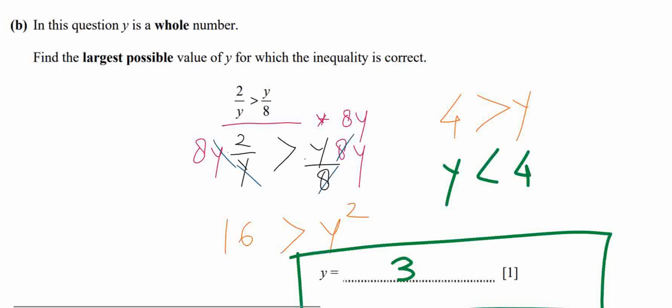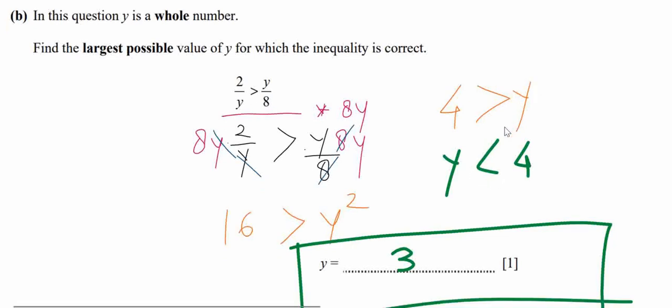How does it work? For question b, the same thing applies. We have 2 over y greater than y over 8. So we cancel out the denominators by multiplying the whole inequality by 8y. Now 8y is put on the left and on the right. So we cancel out y and y on the left and 8 on the right. This is the original inequality in black ink. Now we have y times y is y squared. 8 times 2 is 16. So we take the square root. The square root of 16 is 4, greater than y. Now y is smaller than 4. Then the greatest possible value for y is 3.